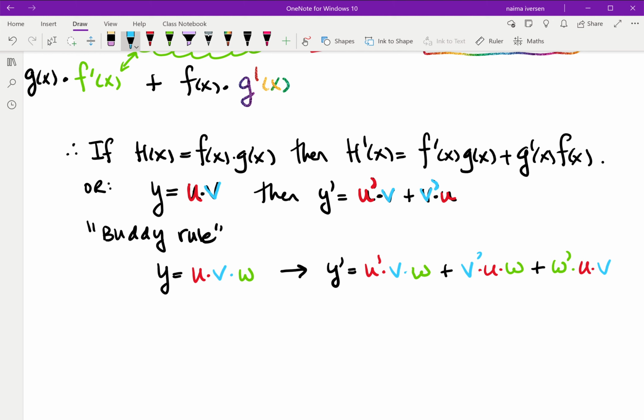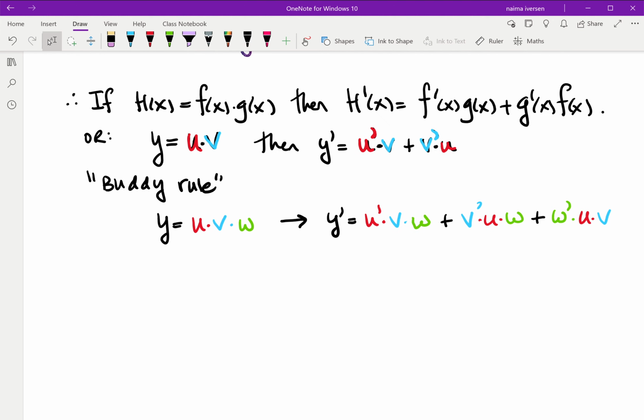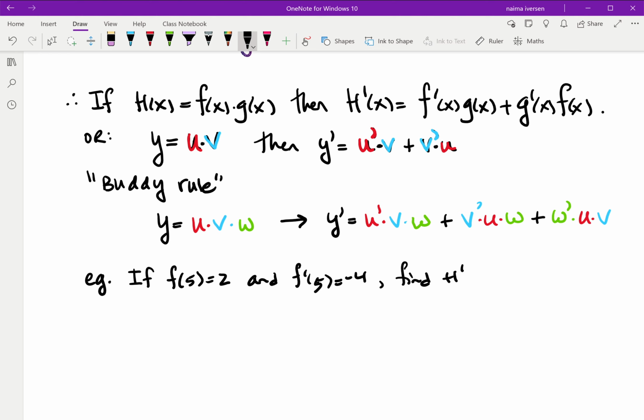So let me show you an example of how the product rule works. The product rule is really sort of useful for when we deal with function notation and we start dealing with special derivatives a little bit later on. But let's start with this one. I'm going to say f of 5 is equal to 2, and f prime of 5, I'm giving you these things, is equal to negative 4. Find h prime of 5 if h of x is equal to x cubed times f of x.